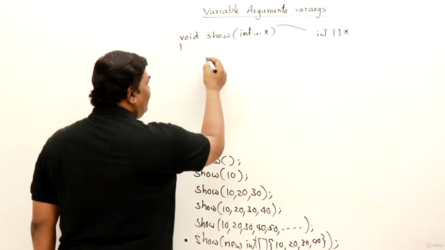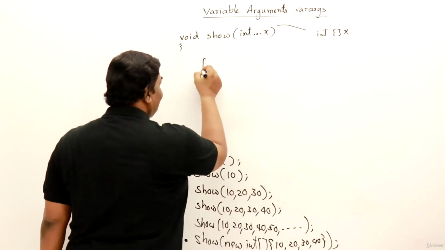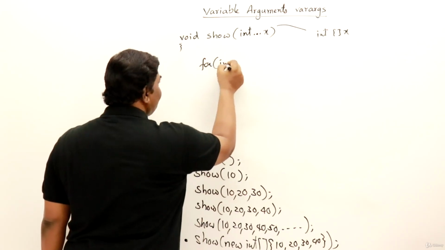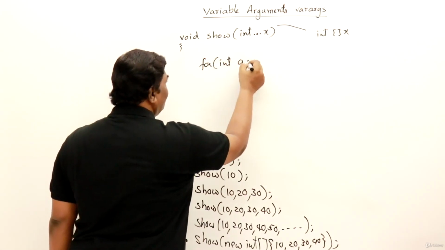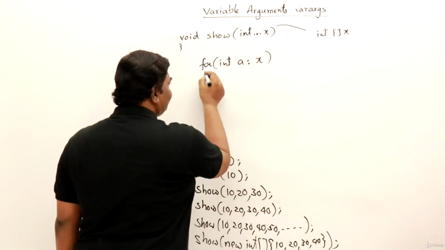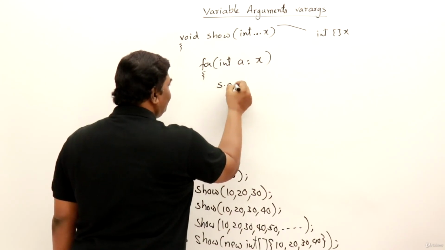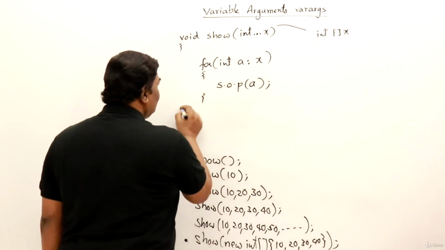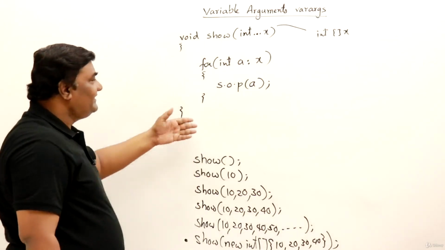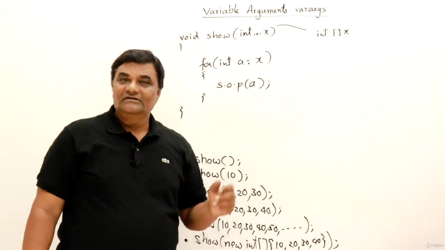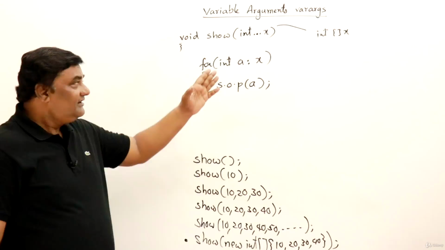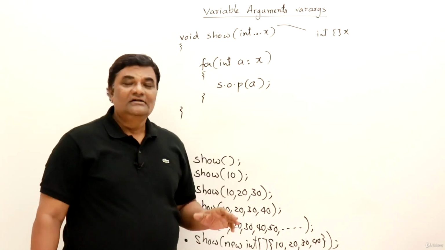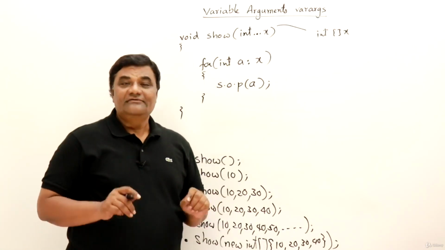So I can use a for each loop. As I said, it is like an array. So say for integer a belongs to x, and here says system.out.println a. So that's it. By using a for each loop, you can access all the elements of that variable argument. So this is the idea of variable argument.